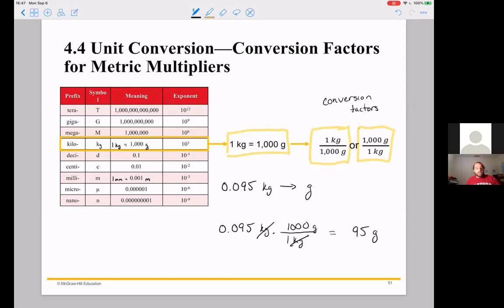Okay, so that's how you can convert between grams and kilograms, meters and millimeters, micrograms and grams, all those sorts of things, nanoseconds and seconds, all that sort of stuff. You first look at your chart. So let's actually do another one real quick.